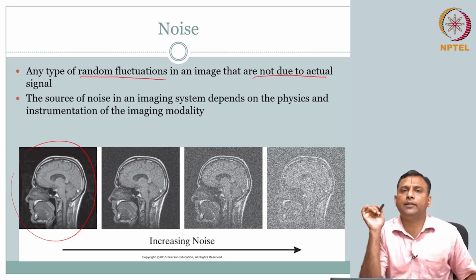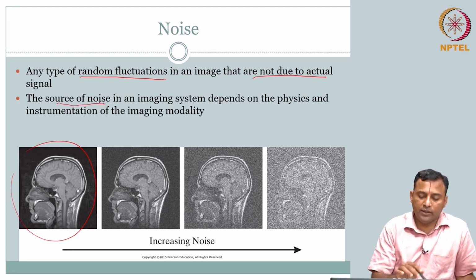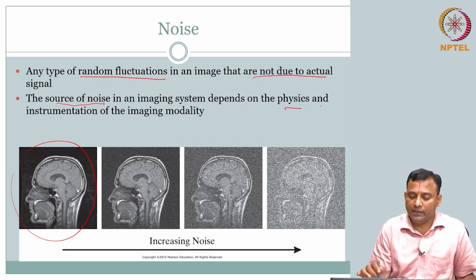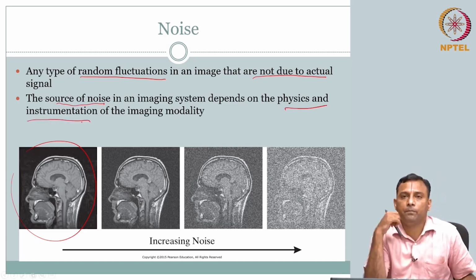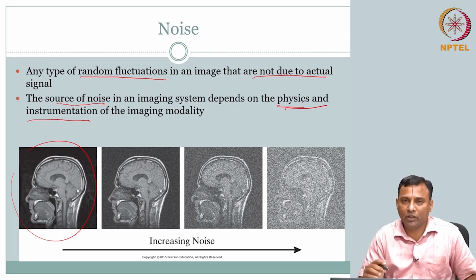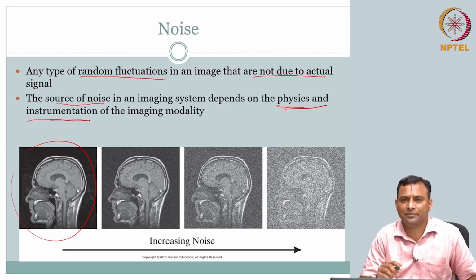So what is important is the source of noise. The problem is the source of noise depends on the physics and instrumentation of the modality. When I say physics and instrumentation of the modality, that means some things are inherent, because of the nature of the signals that you are probing. The other one is your instrumentation. Instrumentation means measurement noise. Okay, so that is one thing.